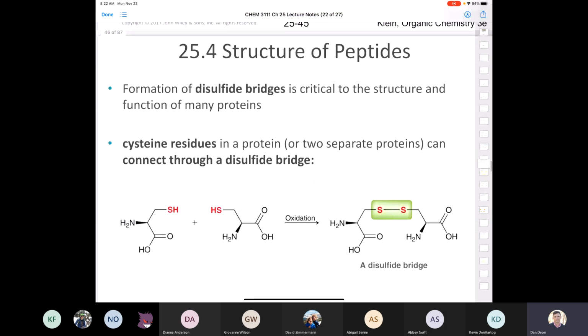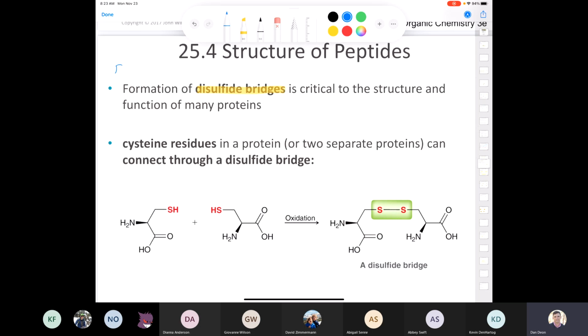Another thing that's interesting with respect to the structure of peptides and proteins is the formation of a disulfide bridge. Anybody who's learning about the organic chemistry of proteins, or even if you're just taking biochemistry, you have to know what a disulfide bridge is, okay? It says here that the formation of a disulfide bridge is critical to the structure and function of many proteins.